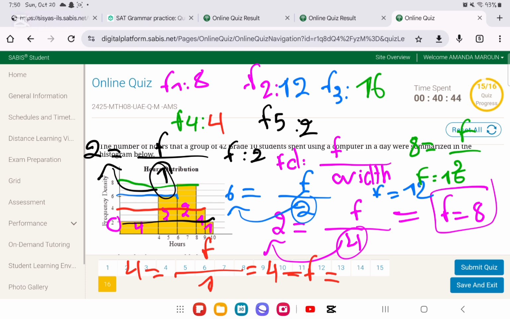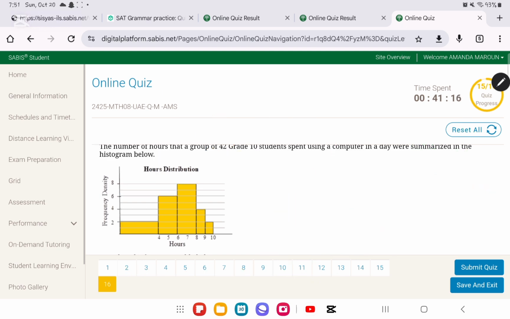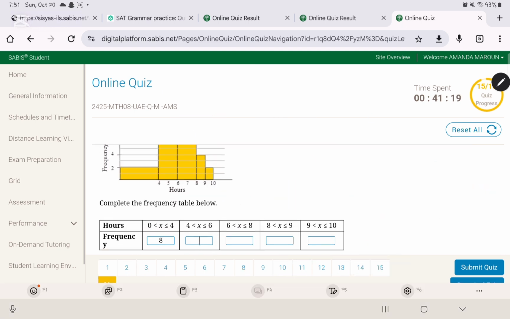But look, they told us the number of students. It's 42 grade 10 students. So let's add all the frequencies together. 8 plus 12 plus 16 plus 4 plus 2, and we will get 42. So if you want to check if your frequencies are correct, you add them all and they should be equal to the total, which is 42. So let's remember this order: 8, 12, 16, 4, 2. And here we're going to put 8, 12, 16, 4, and 2.